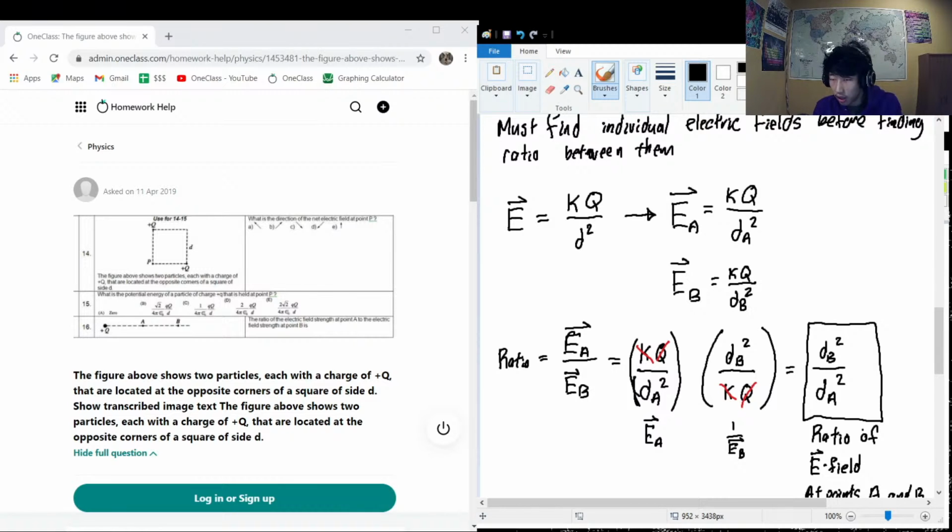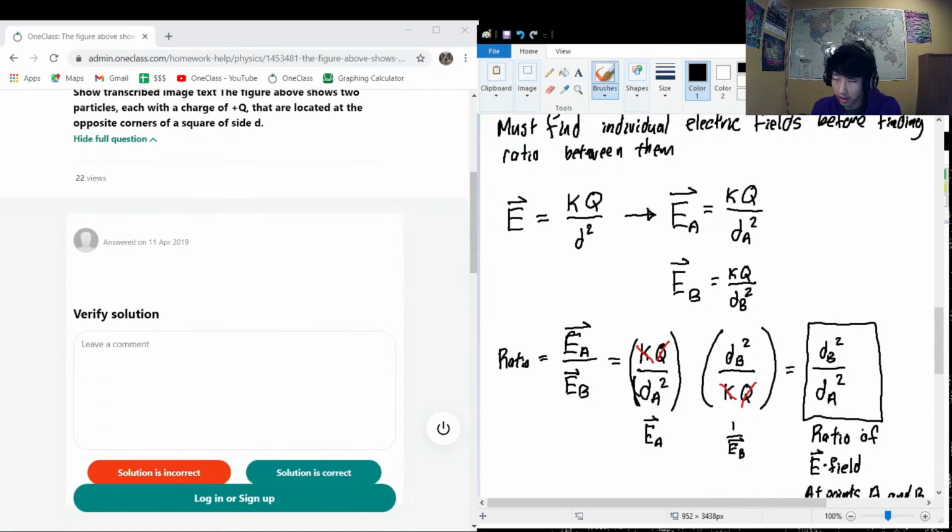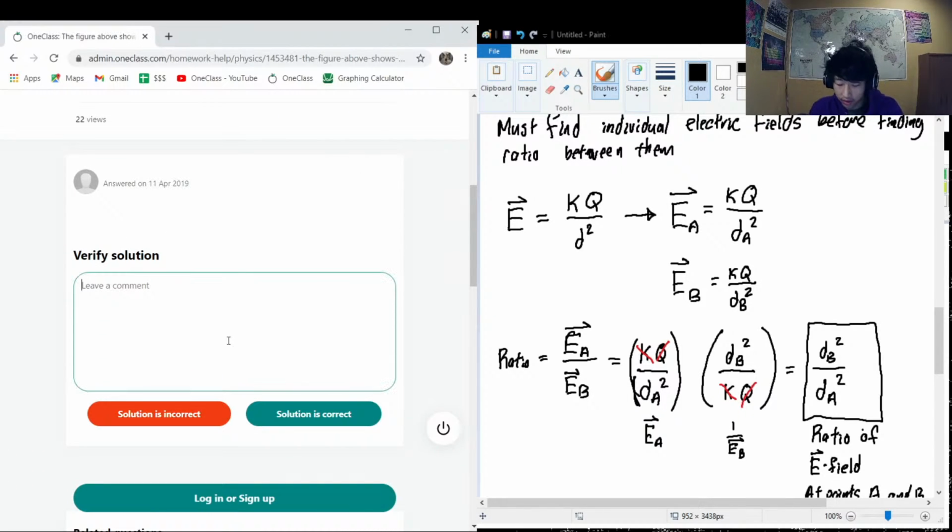So that addresses all the questions in this little question set. So we can call this a day, or we can say this question is complete. So there is no solution to verify.